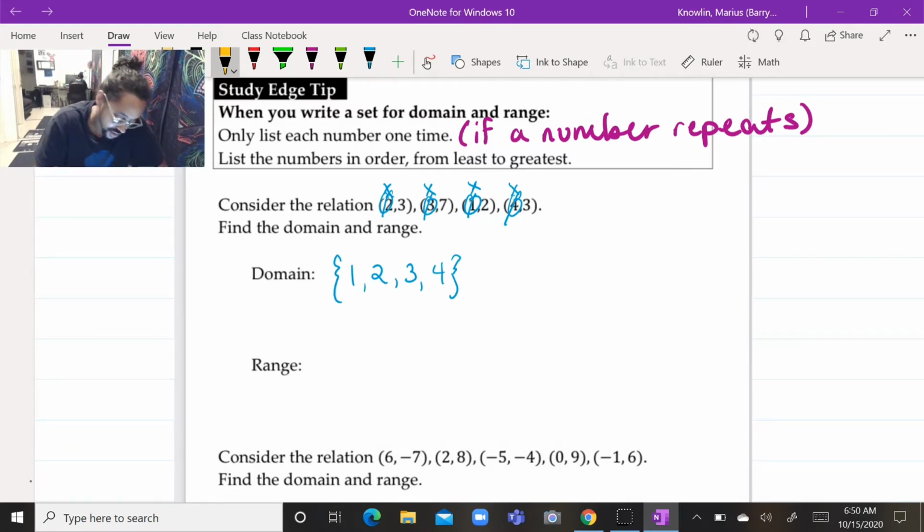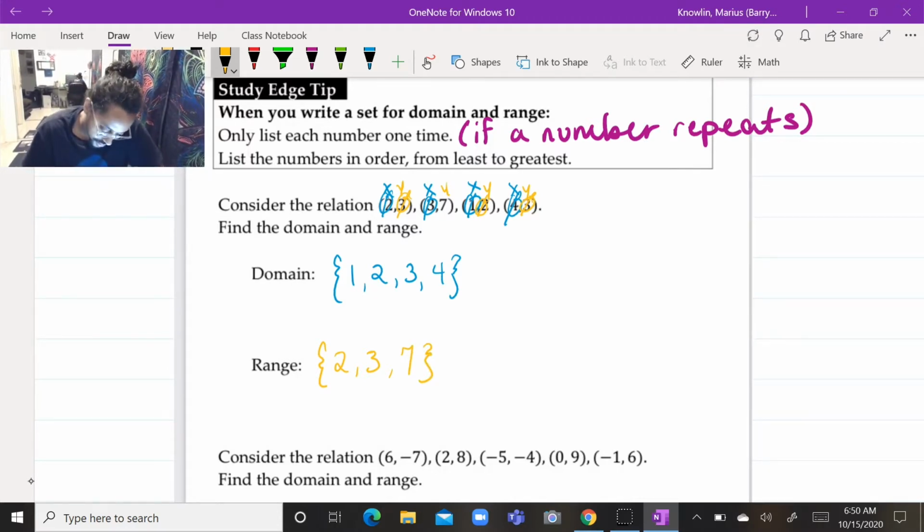Now we're going to do the set of range values. Remember, range are all your y values. Once again, you put them in order from least to greatest, and if a value repeats, you only write it one time. So the smallest y value is 2. Then the next is 3. And you see we have two 3s, so I'm only going to write it one time. And then the last one is 7. All right, and that's how you do that.